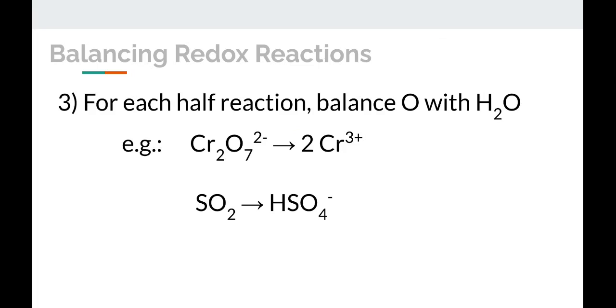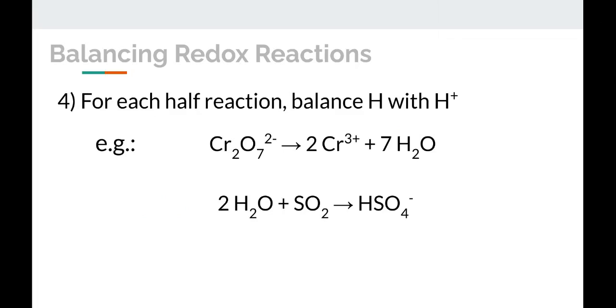Since every water molecule has one O in it, however many O's we need on a side of the half reaction, that's how many waters we should add. So on the left-hand side, we have 7 oxygen. On the right-hand side, we don't have any, so we're going to add 7 water. In the second half reaction, we have 2 O's on the left, 4 on the right, so we need 2 more oxygens on the left, so we'll add 2 waters.